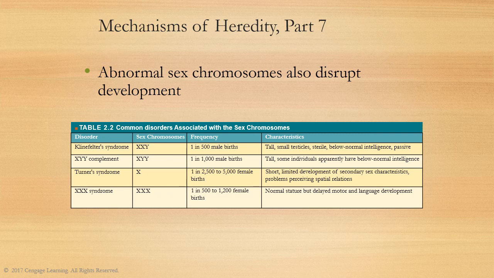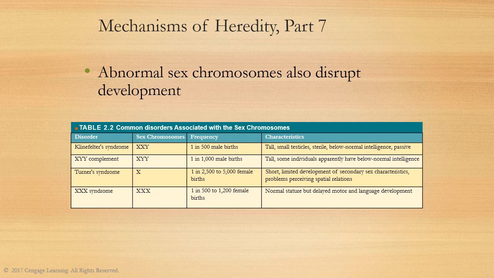So you have Klinefelter syndrome, and that is an XXY, so they have an extra X. 1 in 500 male births, so they're going to be a male because they have a Y. The characteristics are tall, small testicles, sterile, below normal intelligence, and they're very passive. The second one is an XYY complement, and they're going to have an extra Y, and that is 1 in 1,000 male births, and they are tall. Some individuals apparently have below normal intelligence. They have more risk for learning problems.